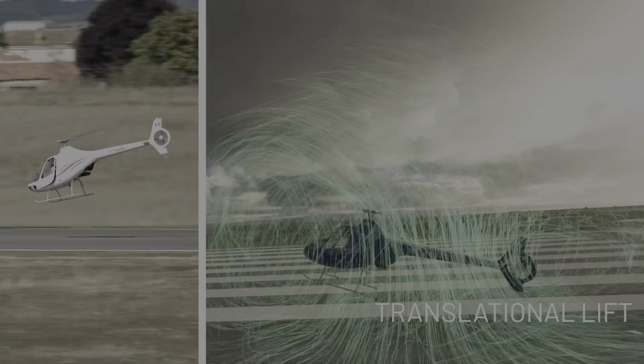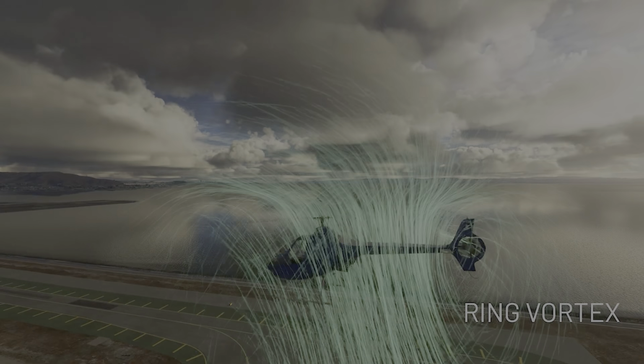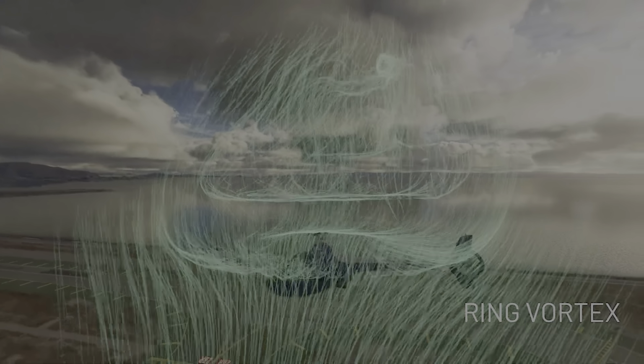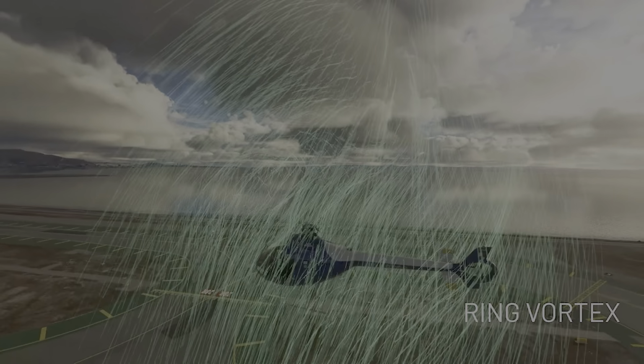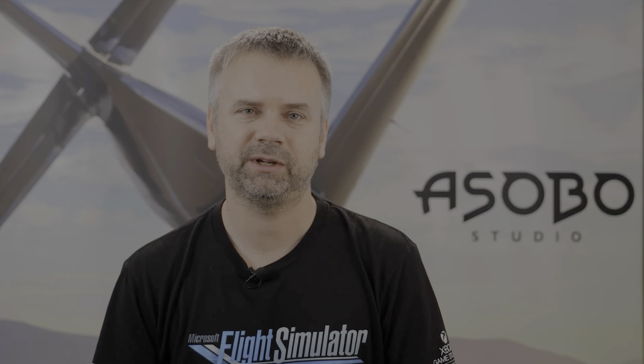The accurate CFD simulation also simulates the vortex ring effect, also called settling with power, which is when the helicopter goes vertically down, and a vortex forms over the rotor, which makes the helicopter literally fall out of the air. With this new rotor simulation, we accurately simulate flapping.